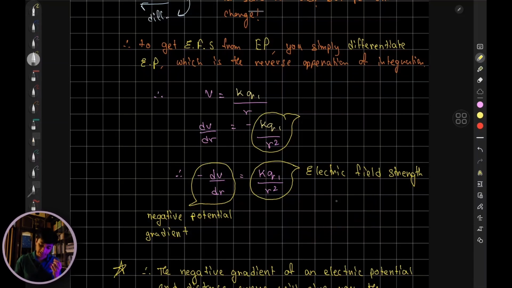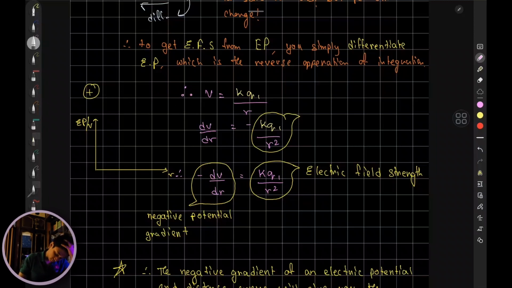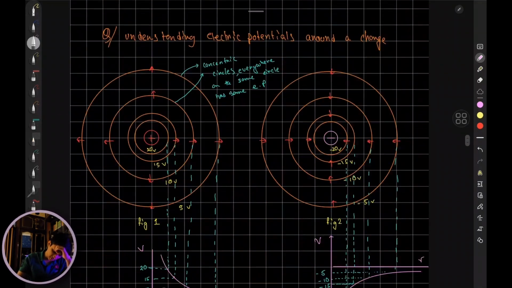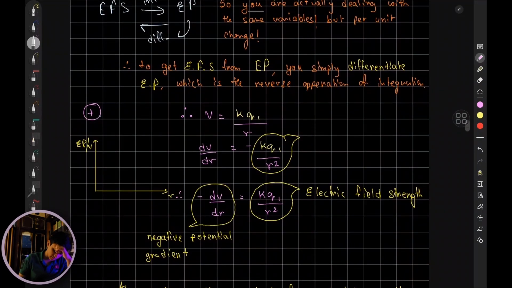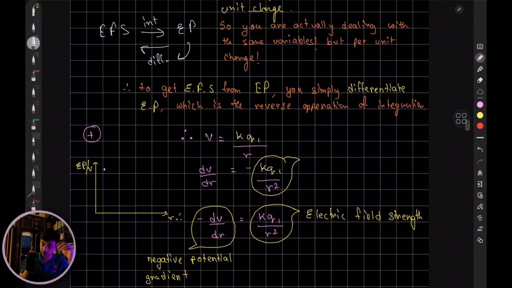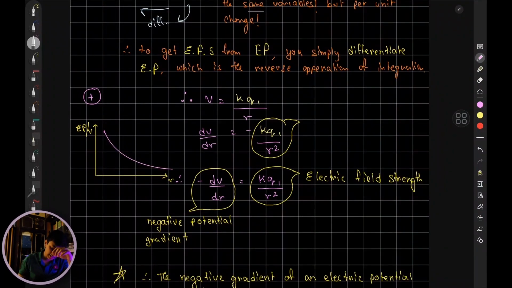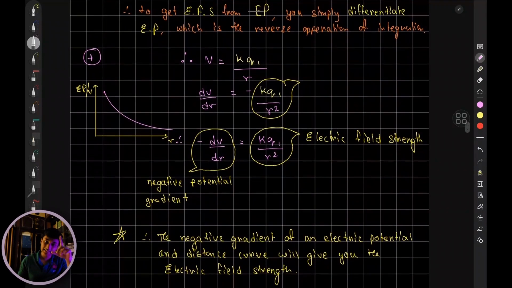What does that mean? Let's say you have a curve explaining the electric potential, EP against R, or voltage with respect to R. Let's say we have one charge over here, and we're going to see how its electric potential is varying. Let's forget about inside the charge, I'll cover that later. Near the charge, the electric potential is maximum, and as you go away from the charge, the electric potential decreases.